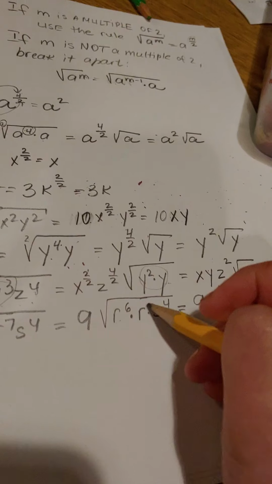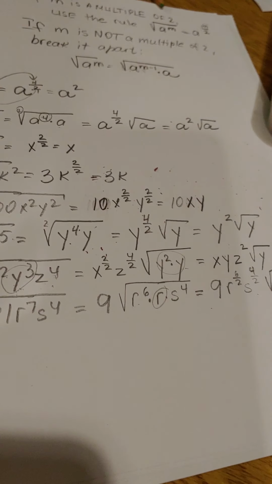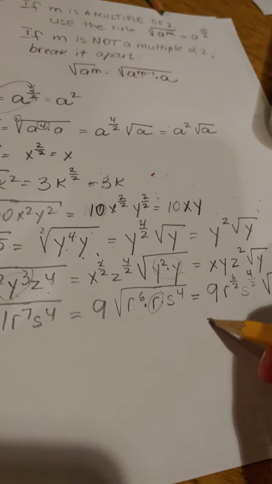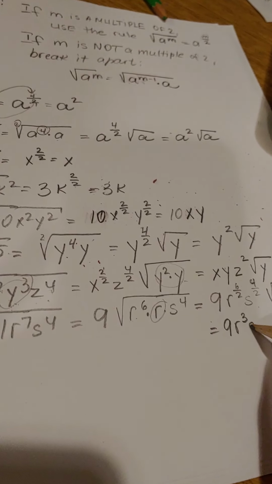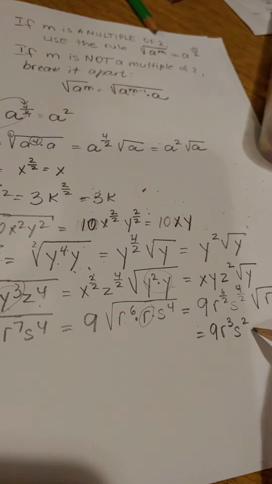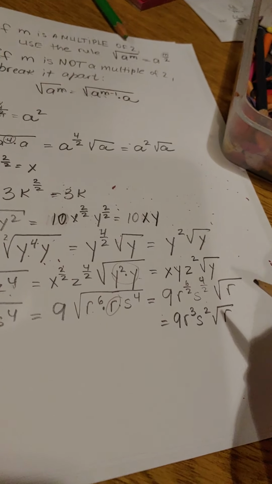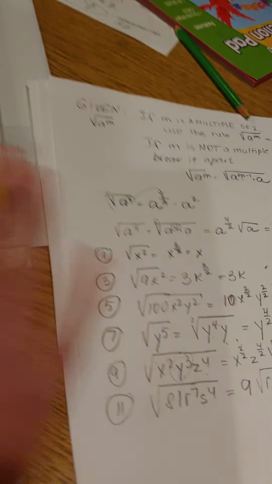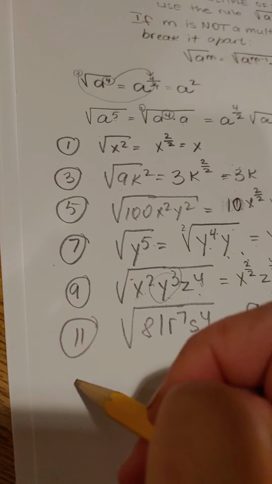And then square root of r, because we cannot take the square root of r. Okay, so it stays under. So we're going to simplify it this way. 6 over 2 is 3, 4 over 2 is 2, square root of r. So this is my final answer. I'm going to turn the page to see what's going on.